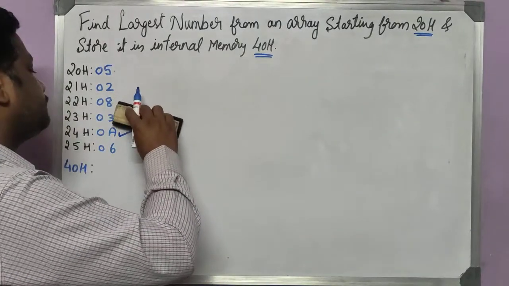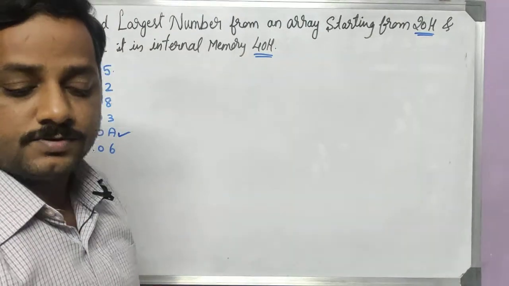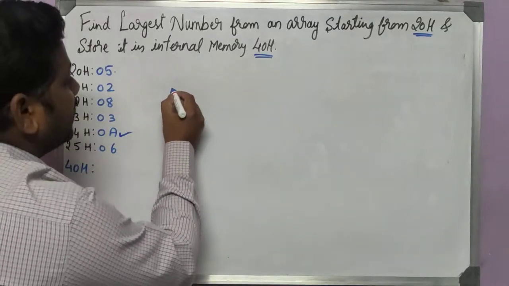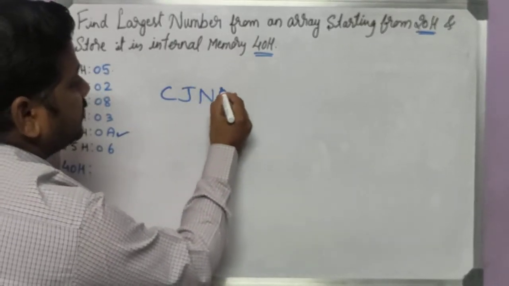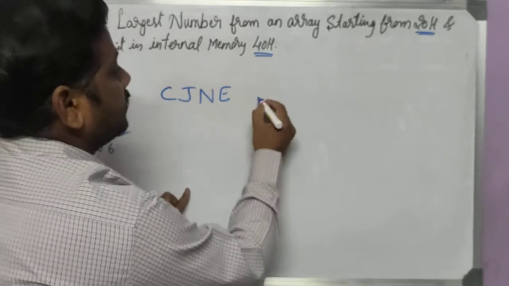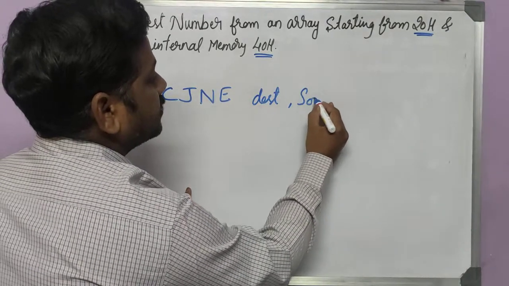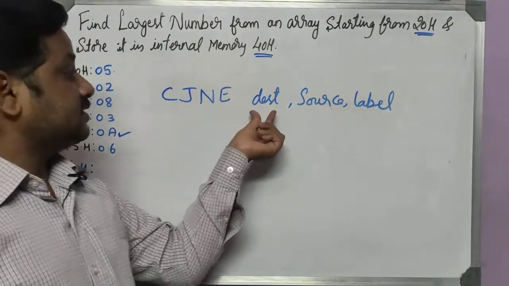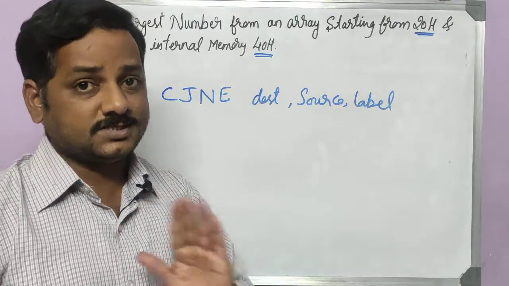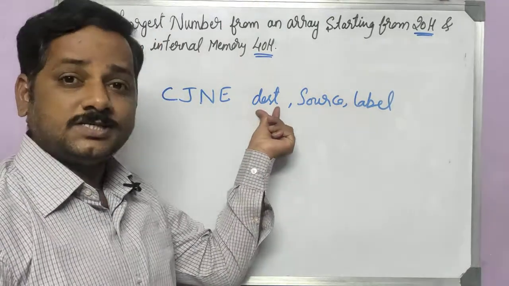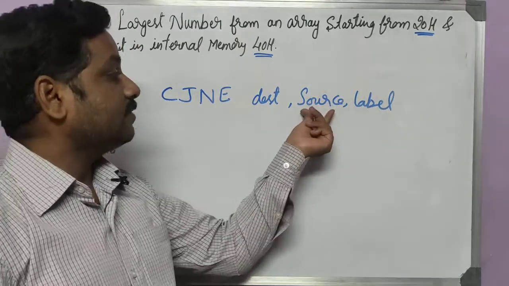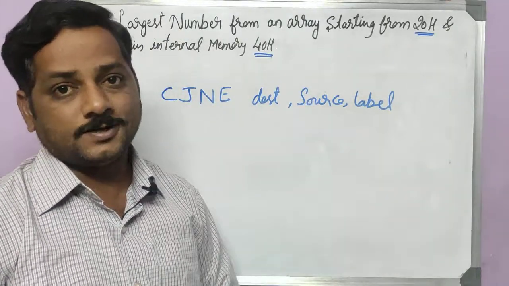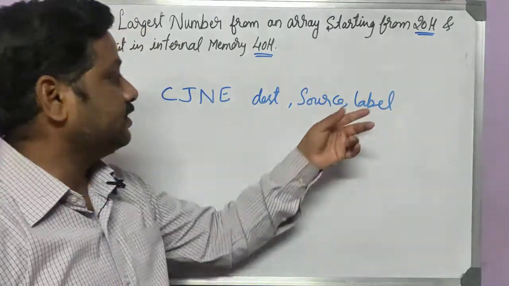To do this, in the microcontroller we can use one instruction, that is the compare instruction. The syntax of that is CJNE, followed by a destination, comma, source, comma, label. The destination must be the accumulator, that is the restriction. In place of source, we should have a direct address, meaning the address of the data. And label means where you need to jump.